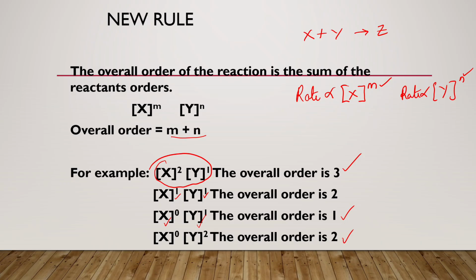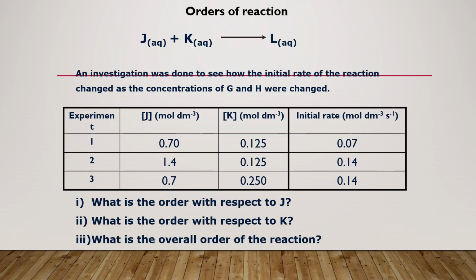The overall order is deduced from the individual orders, but if you just know the overall order, you actually can't make out what the individual orders are. You have to go back to the experimental data to arrive at what the individual orders are. So again, just to apply our understanding gained so far, I'd like you to pause the video and answer the three questions after making observations in experiment 1, 2, and 3.